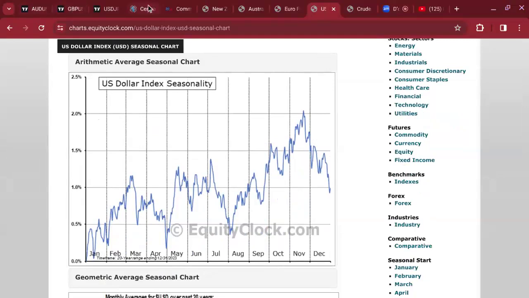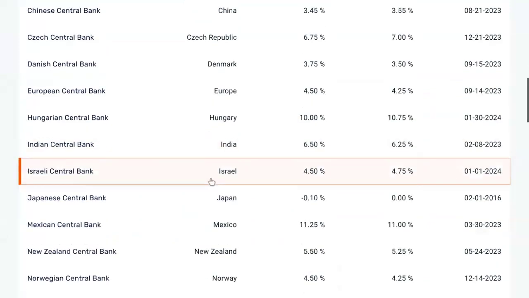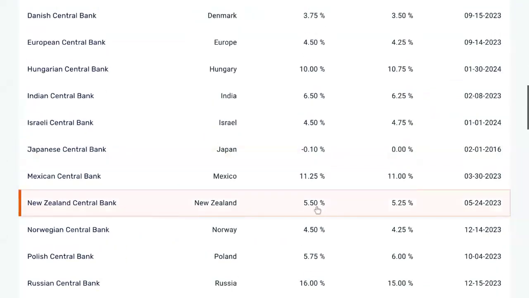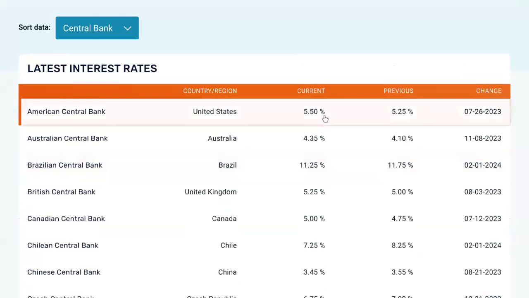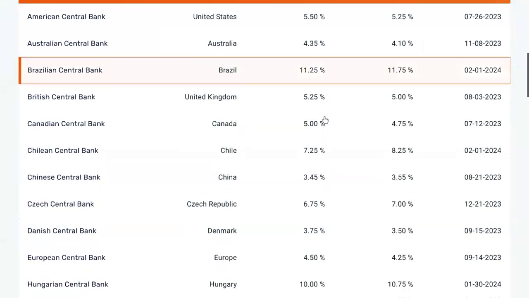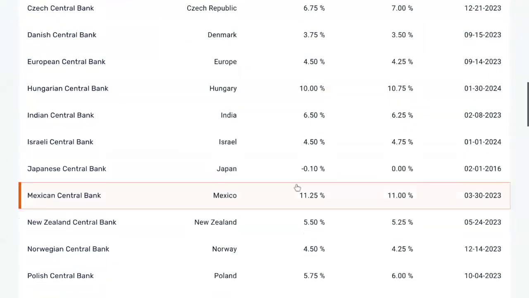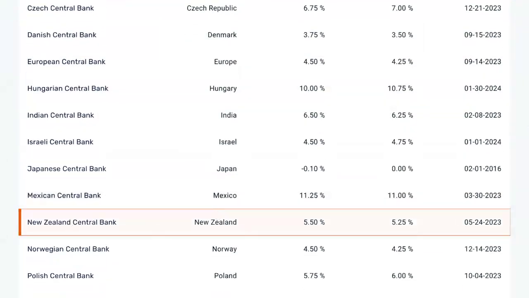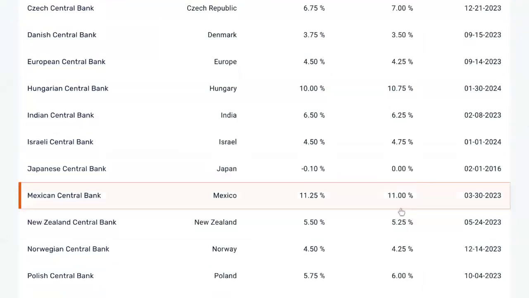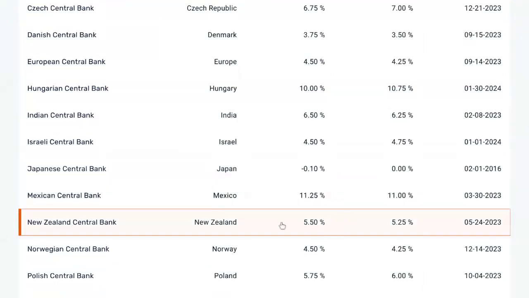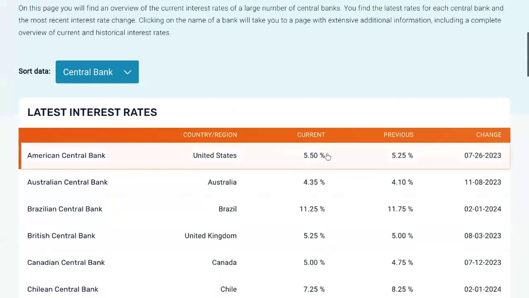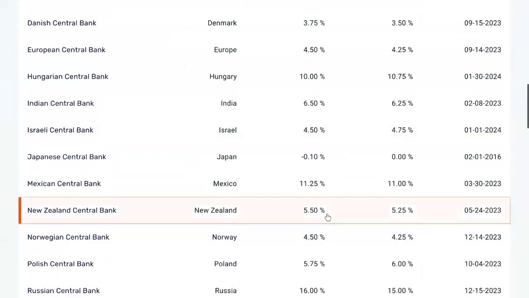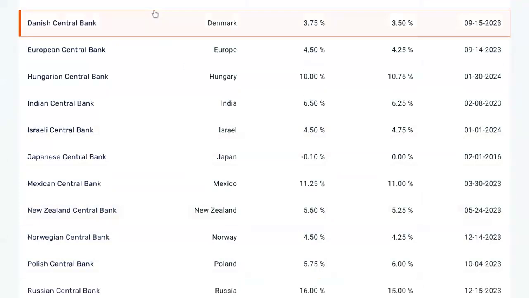Now let's look at New Zealand. Now this one is very interesting. 5.5, 5.5, equally matched, right? Both rams or both goats are equally matched. And I forgot the acronym for this. I always like to know. I think it's RBNZ, something like that. I can't remember. But equally matched, 5.5, 5.5. This is very interesting to see.